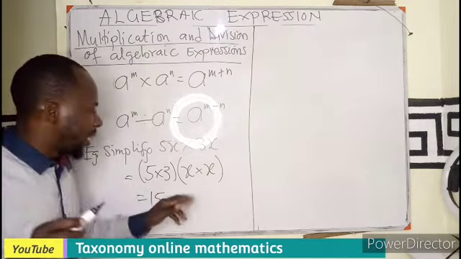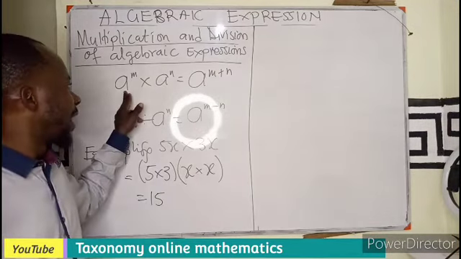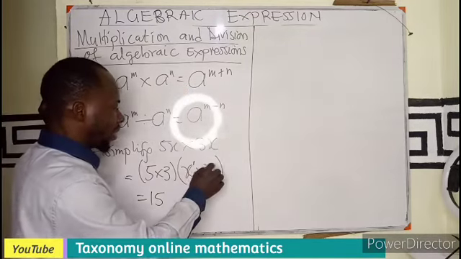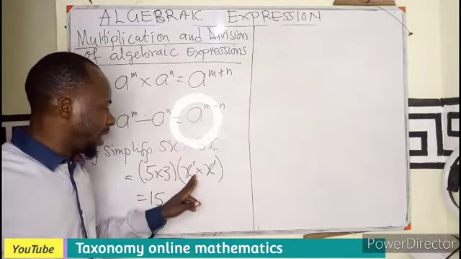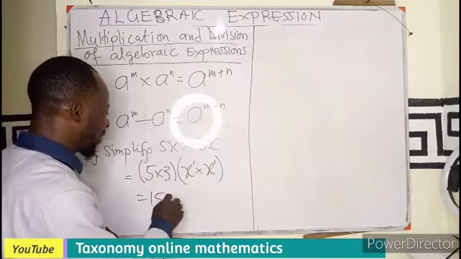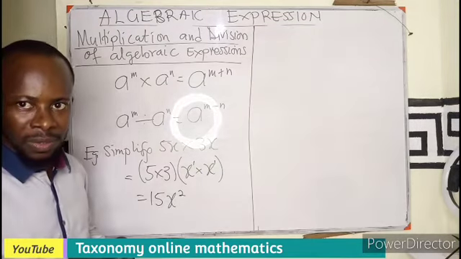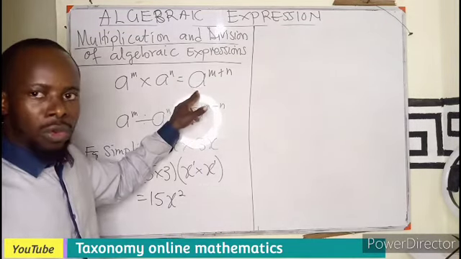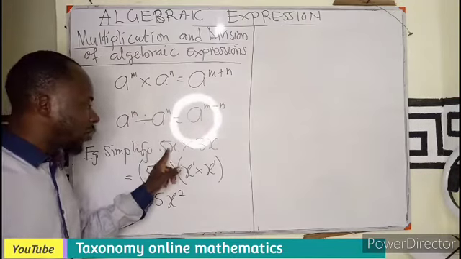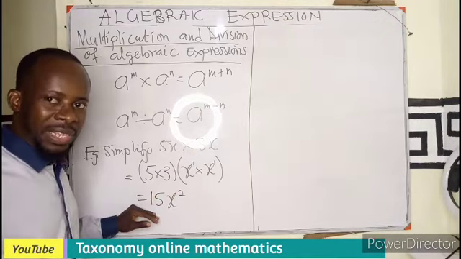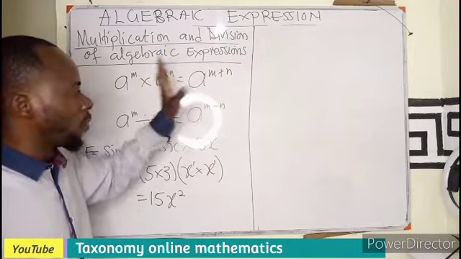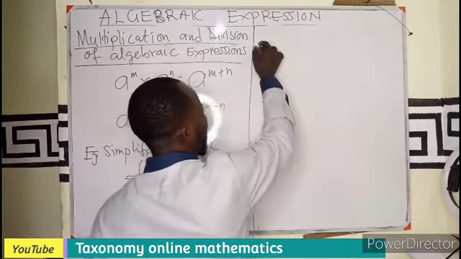Good. So this is going to be 15, then x times x, like a^m times a^n, power of 1, power of 1. So it's going to be x to the power 1 plus 1, and that will give us x to the power 2, employing the law of indices. We are multiplying the constants, which are the coefficients, together separately, then the variables also multiply together. Then we employ the laws of indices.